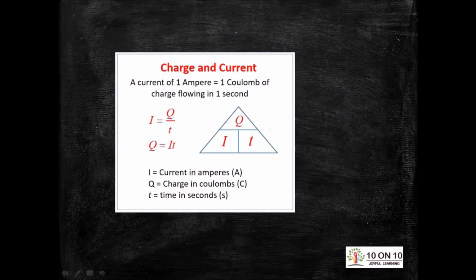This is the formula for current. See, this is a way to remember the formula, like you remember it with the help of pyramid QIT. So if you have to find out Q, it would be I into T. If you want to find out T, it would be Q upon I. If you want to find out I, it would be Q upon T. So with this pattern, you can remember the formula. Also, you have to remember different units. Current is measured in ampere, charge is measured in coulomb, time is measured in seconds.